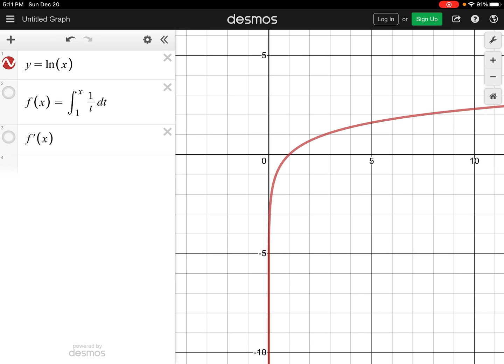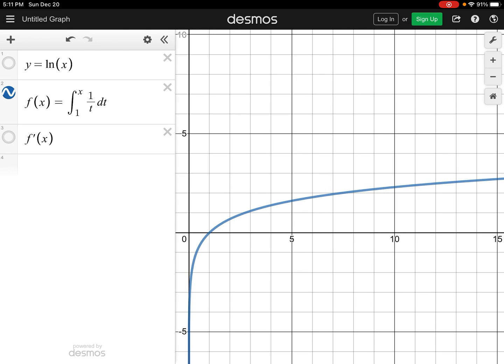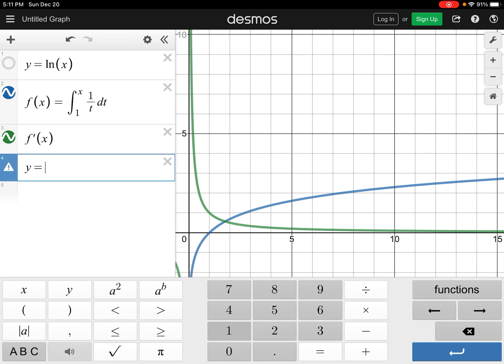So if we graph the function defined by the integral from 1 to x of 1 over t dt, what we end up with is the exact same function, right? And what this means is that the derivative of the natural log function, which is f prime of x here, is the familiar function 1 divided by x. So obviously that 1 over t function inside is the derivative.